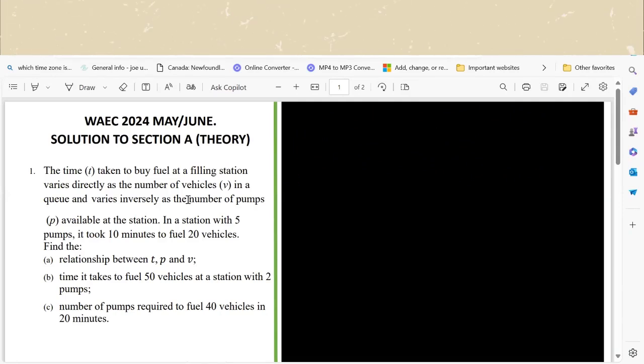In today's tutorial, we are going to work out the solution to WAEC 2024 May-June. So today we are going to look at Section A, which contains questions number 1 to number 5. So be with us as we run through this solution together, and we ensure that we provide the step-by-step procedures that the exam body requires for you to be able to hit the distinction grade.